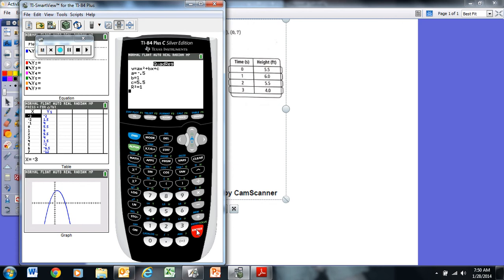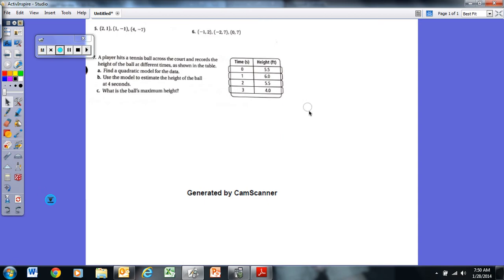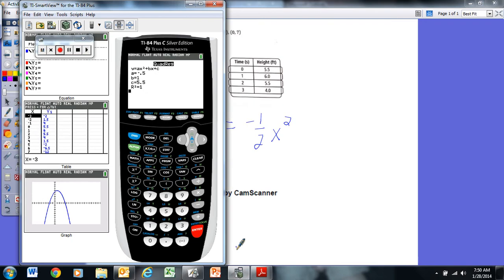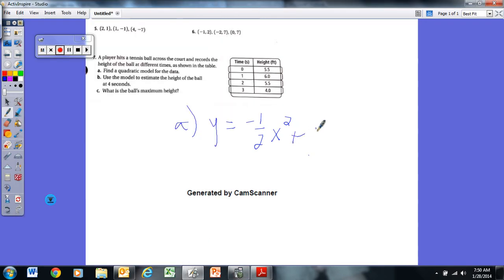So my equation is y equals, and now it gives me the a, b, and c. So the equation would be, this is part A, y equals negative 1/2 x squared, because the a is negative 0.5, which is negative 1/2, plus x plus 5.5.